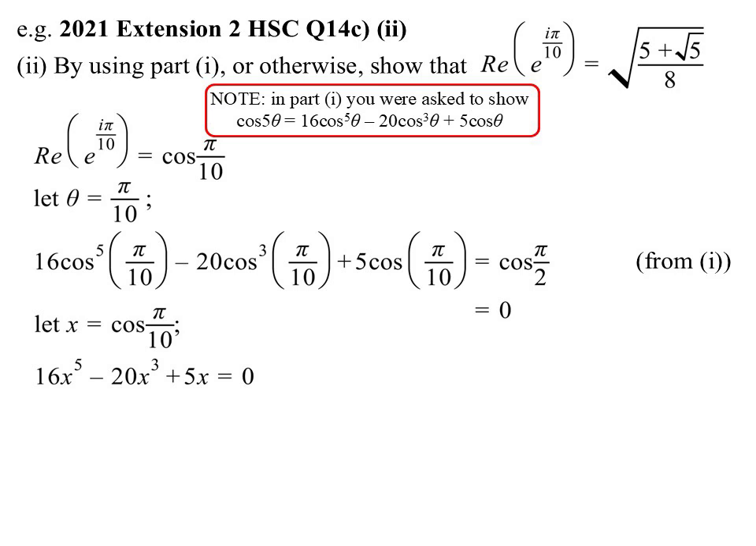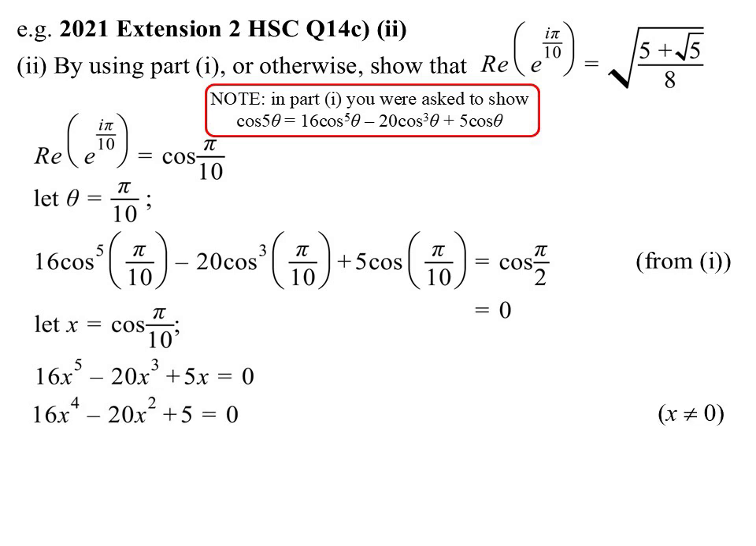We've got this polynomial equation to solve, but what we're essentially saying is that one of the solutions, there'll be 5, one of those 5 solutions will be the cosine of pi on 10, and the cosine of pi on 10 is the real part that I'm looking for. So I need to solve this and work out which one of the 5 solutions is the one I'm looking for.